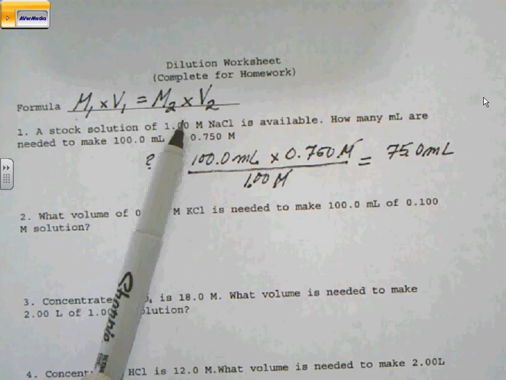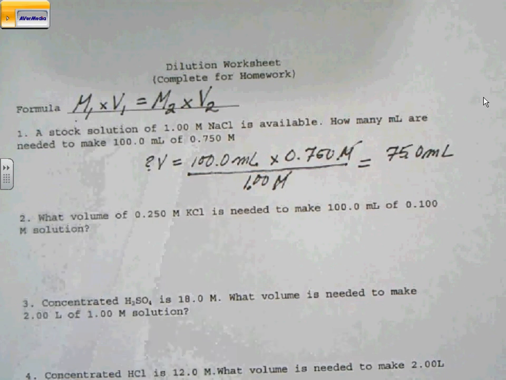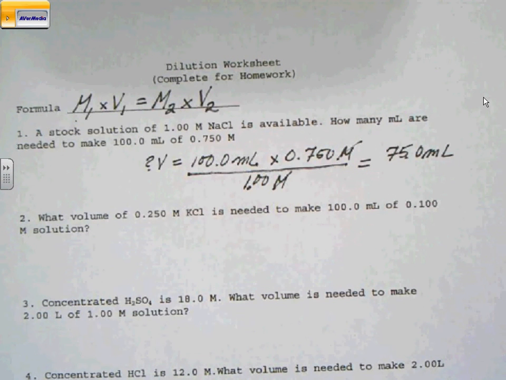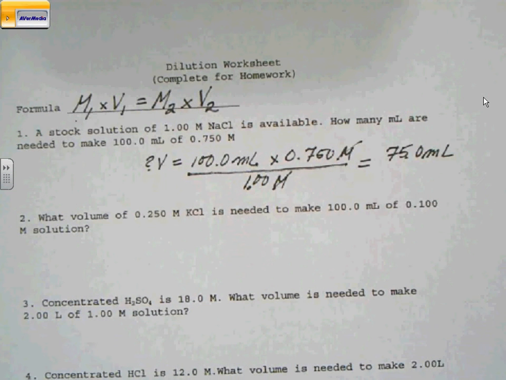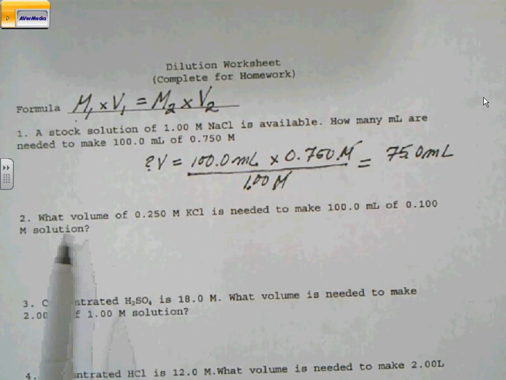So we're finding the volume. In this one you're finding the volume, in this one you're finding the volume. Volume, volume, volume. Because when you dilute something, you have to take part of it and add more water.